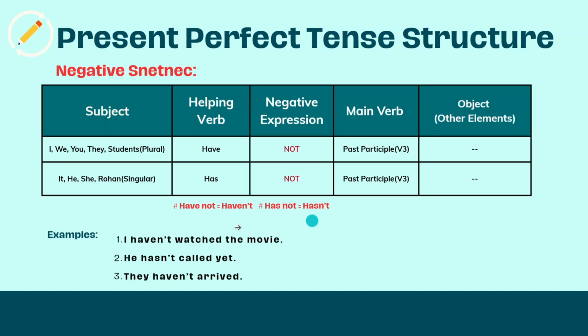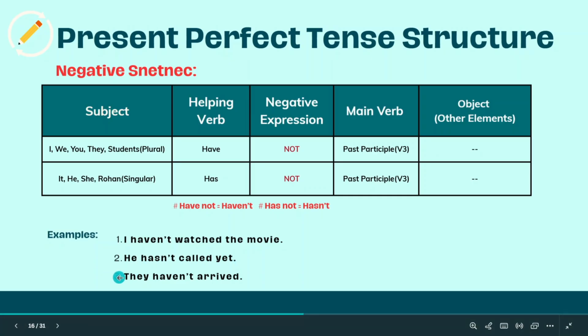Now suppose I am saying that I have not watched the movie, right? Or in short, I can say I haven't watched the movie. He has not called me yet. Or he hasn't called me yet. They haven't arrived. So the negative of the present perfect is also very clear, I hope.